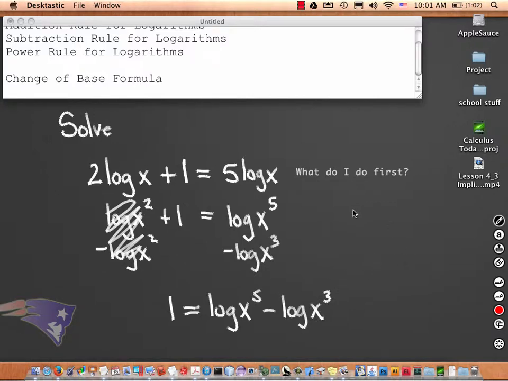It becomes the logarithm of x to the 5th over x to the 3rd, but that simplifies. So this is what it becomes, but then that reduces to x to the 2nd. So this equals logarithm of x squared.